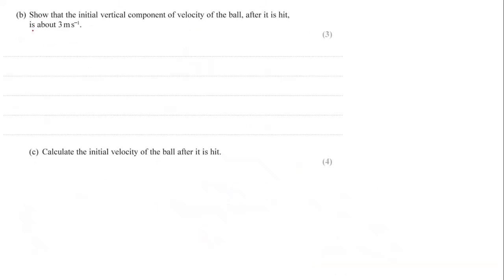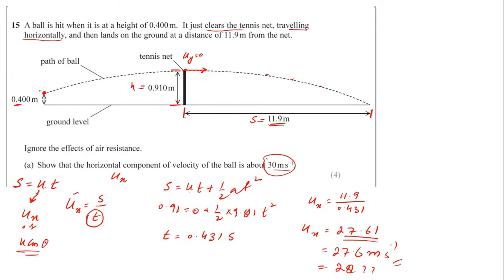This is part B. Show that the initial vertical component of the velocity of the ball after it is hit is about 3 meter per second. Now you need to find the initial vertical component when the ball was just hit at the beginning. So if you see the diagram, you need to find the initial vertical component, which is uy at that moment. At the time of hit, you need to find that vertical velocity.